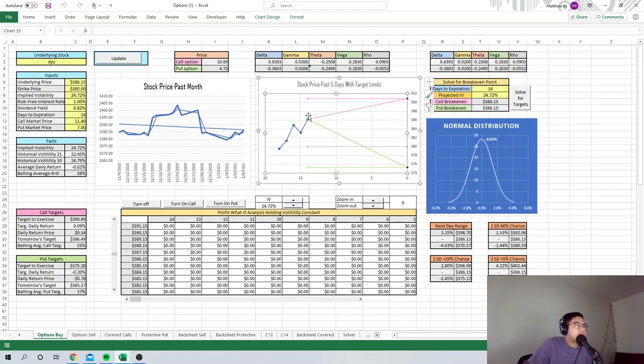Now it depends on what we're looking at. If we're looking at the call, it's in pink. If we're looking at the put, what is that color? I don't know. Basically, the upper and lower limits are where, if you were to hold it and exercise it, you would make a profit.